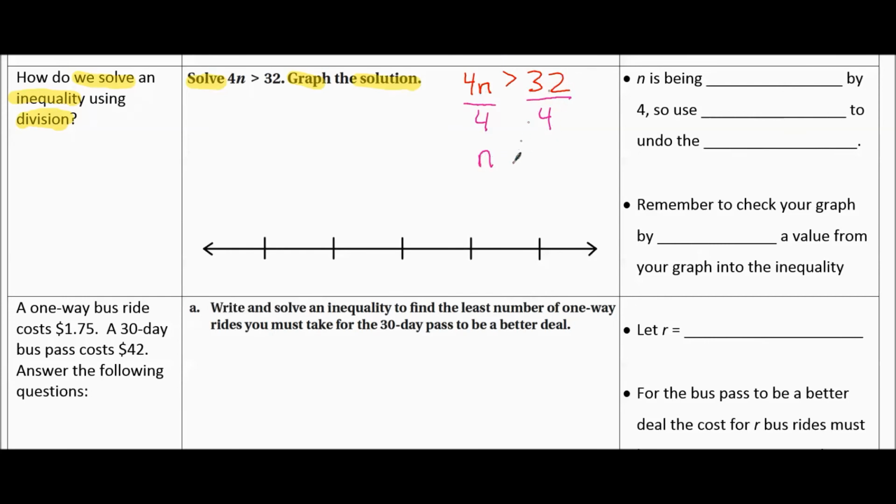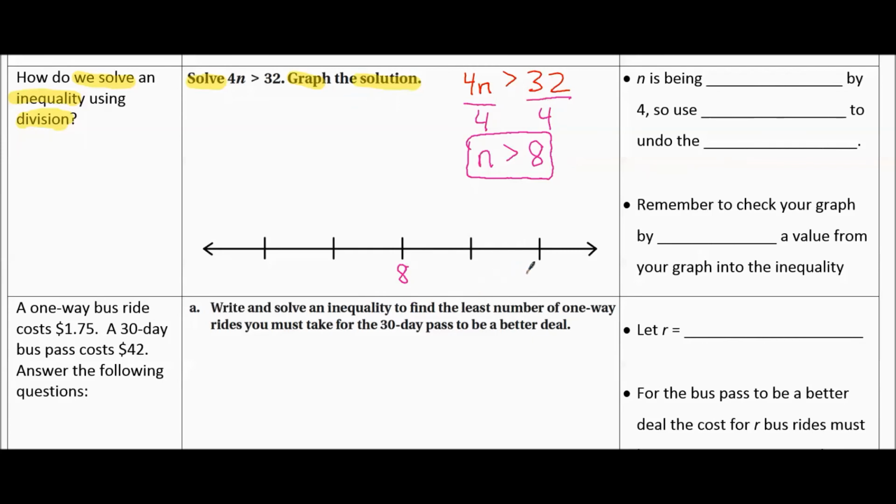Okay. 32, wait, whoa. If I divide both sides by 4 using the division property of inequality, don't use the division sign with the 2 dots. Use a fraction bar, please. Then this inequality stays the same. 32 divided by 4 is 8. I've got an n all by itself. Ooh, man, this guy's got skills, let me tell you.